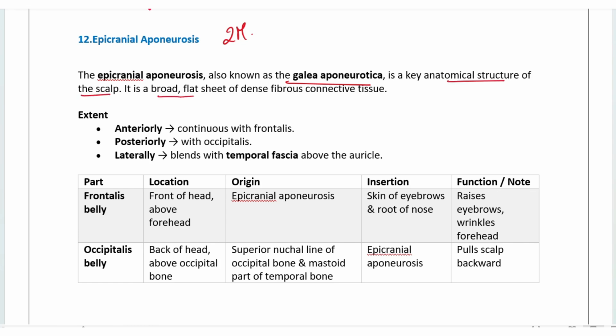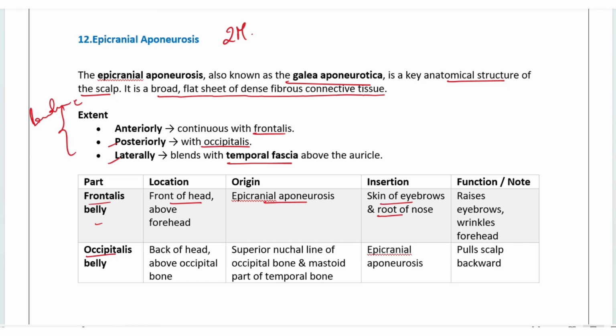It's a broad flat sheet of dense fibrous connective tissue. It extends anteriorly with the frontalis, posteriorly with the occipitalis, and laterally it blends with the temporal fascia. So these are the boundaries. The frontalis belly is present in the front of the forehead, originates from the epicranial aponeurosis. It inserts into the skin of the eyebrows and root of the nose.